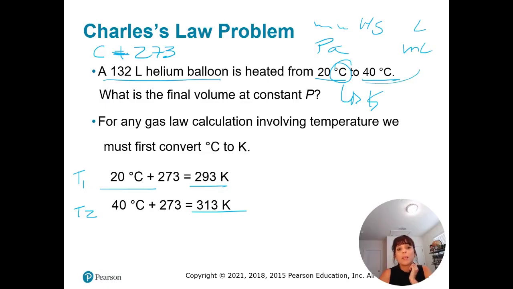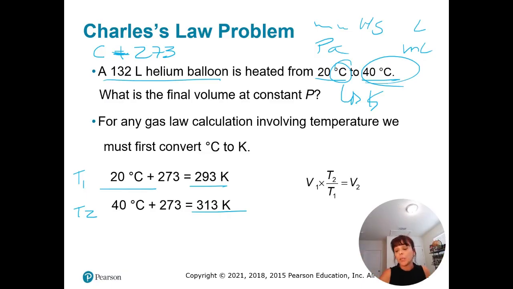So what happened with the temperature? Increase. What's going to happen with the volume? If I increase the temperature, the volume will increase because the molecules are more agitated. The movement is faster, so they will hit the walls many more times than before. So we'll increase the volume.